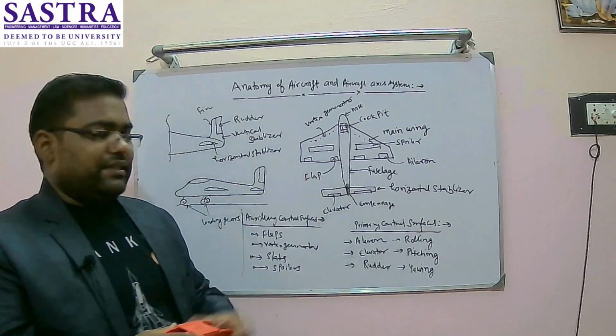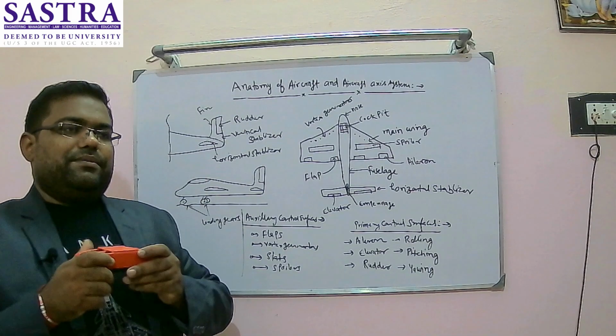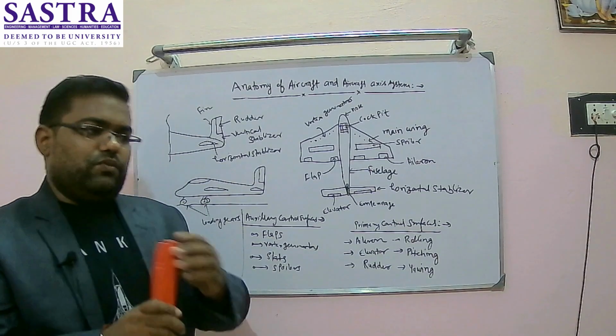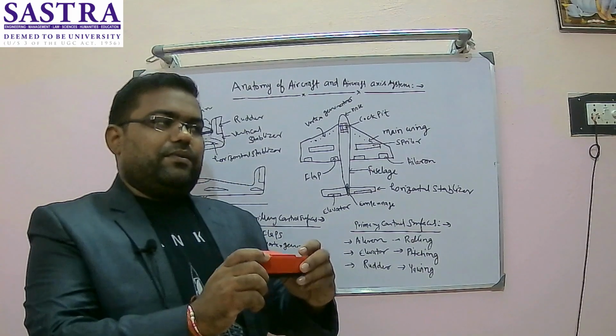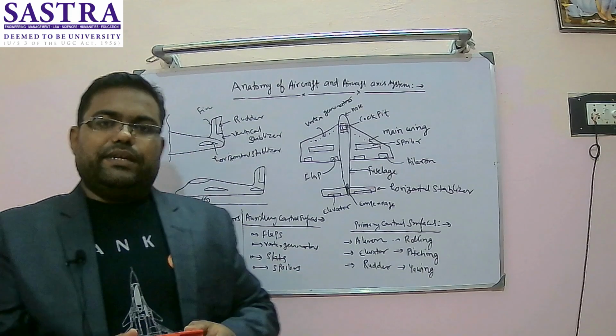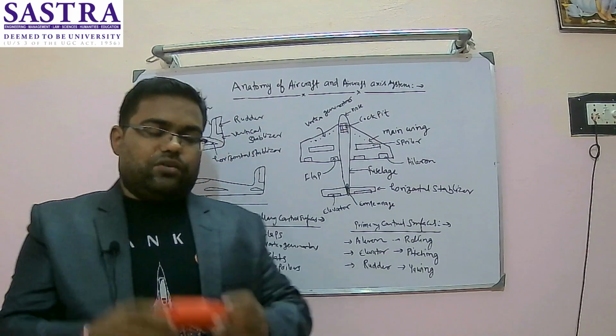Similarly, the elevator will also be connected to the stick. If I pull the stick backside, my elevators are going up, right? The elevator will go up, and I will get nose up movement. If I am pushing that forward, my elevator will go down. In that case, what will happen? Nose down movement I will be getting. So this kind of stick will be there in the cockpit.